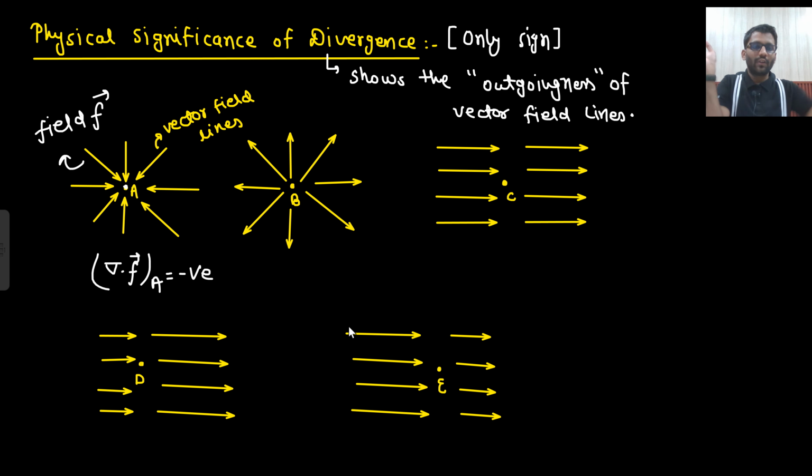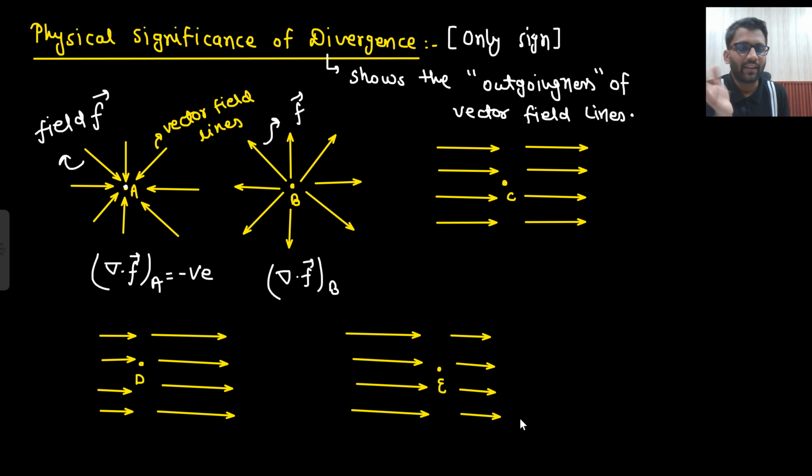And if it is going outward from you, then divergence will be positive. So this is also F only, I am considering all the fields as F only. So divergence of field F at point B will be positive. It's like a flow of water. At point A, water is flowing in, converging. At point B, water is flowing out. So if it is spreading out, then it will be positive. If it is converging in, then it will be negative.